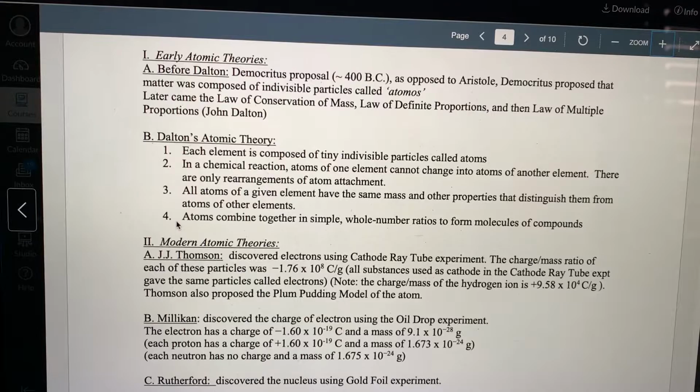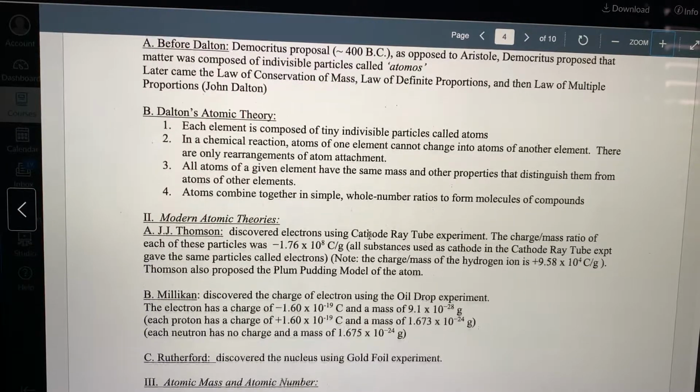And the last one of John Dalton's theory is that in order to form compounds, atoms combine together in a simple whole number ratio to form molecules of compounds. Remember, you have a compound such as water. You have 2 hydrogen atoms combined with 1 oxygen atom to form a water molecule. And if you have a sample of water, it consists of many, many molecules of water. So that's the essential idea of item number 4 of John Dalton's theory.